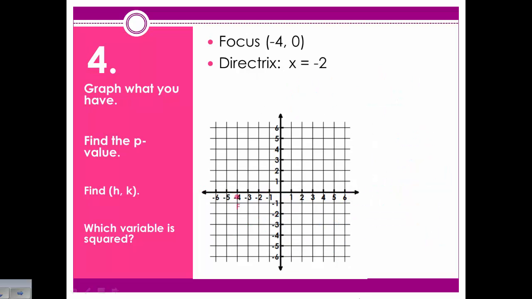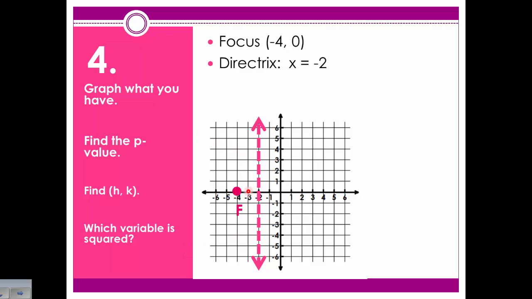Graph what you've been given. X equals -2 is a vertical line. Keep in mind that the parabola wraps around the focus and never crosses the directrix. So this graph is going to open to the left. Since it opens to the left, we know p-value is negative. We also know our y is being squared.